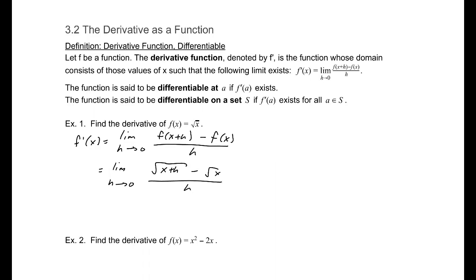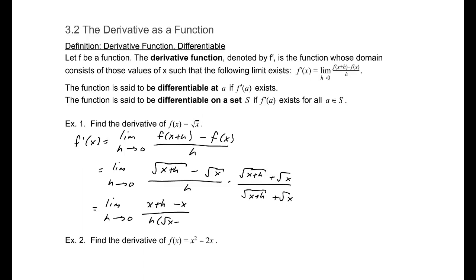Now we need to rationalize this so we can get rid of those square roots there. That is our trick we keep pulling. So square root of x plus h plus the square root of x over the square root of x plus h plus the square root of x, multiplying by a clever 1. All right, that will be the limit as h approaches 0 of x plus h, the outer and inner terms cancel, minus x over h times square root of x plus h plus square root of x. Several things cancel here.